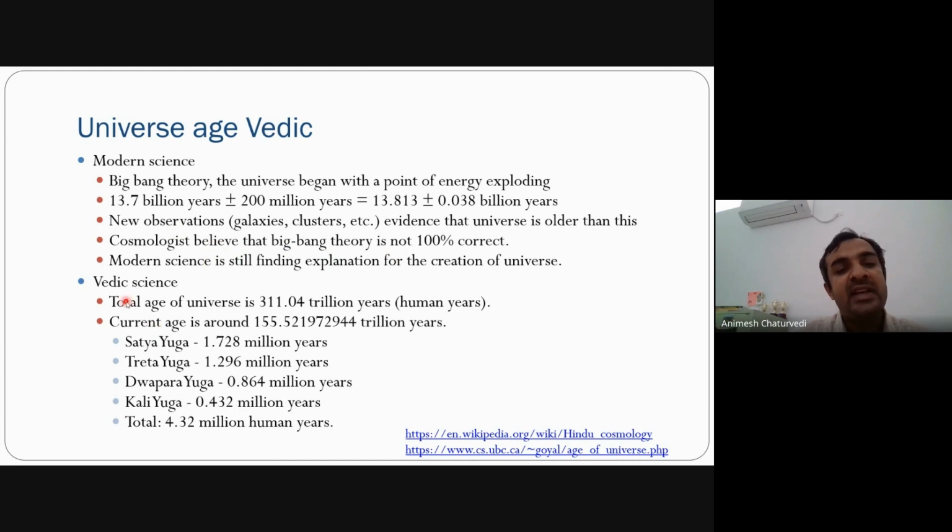But Vedic science has explained that the total age of the universe is approximately 311 trillion years. Means the total age of this universe should be 311 trillion years, and the current age, what we are living at present, has already passed 155 trillion years. So our universe is 155 trillion years old according to Vedic science.